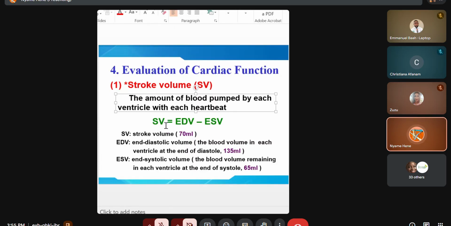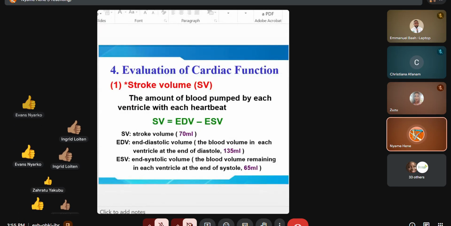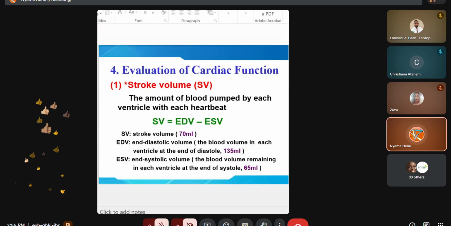You understand? The amount of blood that is pumped by the ventricle at each heartbeat, what is that? That is stroke volume. Do you understand now? So the amount of blood that goes out after the contraction is the stroke volume. Just use the analogy of the bottle. That becomes the stroke volume.